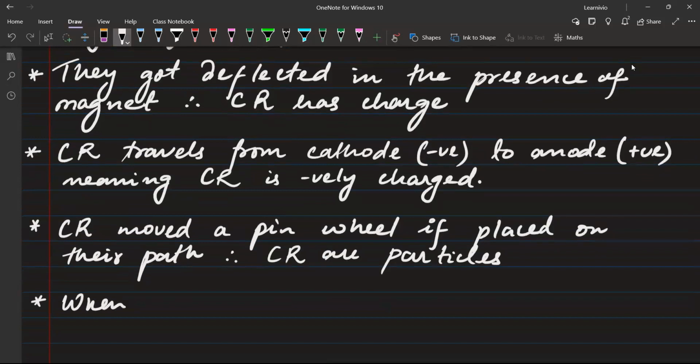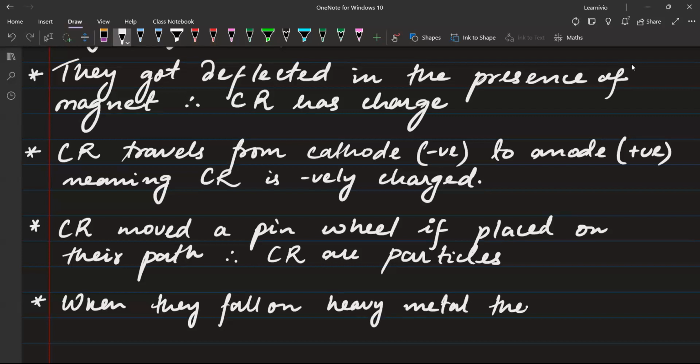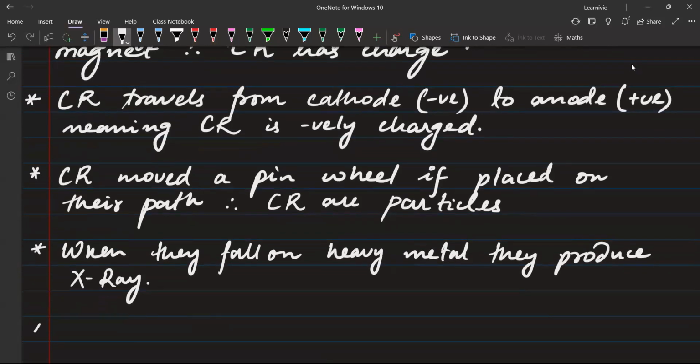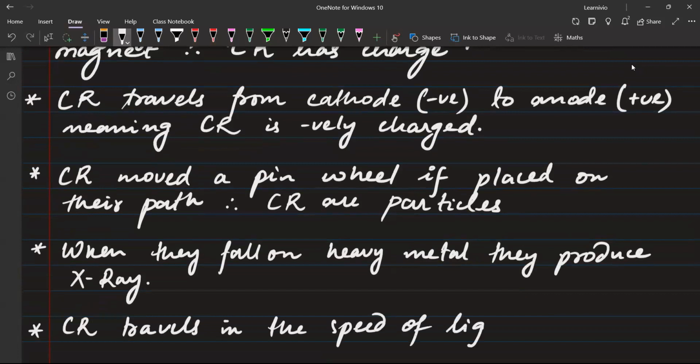The next point is when they fall on heavy metal, they produce X-rays. Okay, we will talk about this later, it is just a technique. Next point is cathode ray travels at the speed of light. Cathode ray travels at the speed of light. I have to show you guys, no?